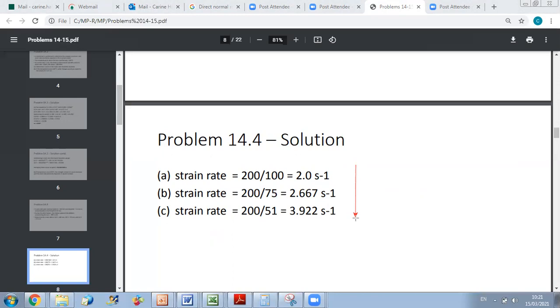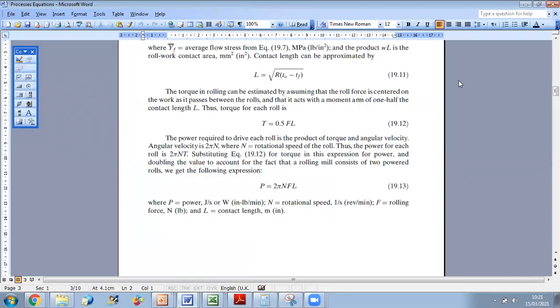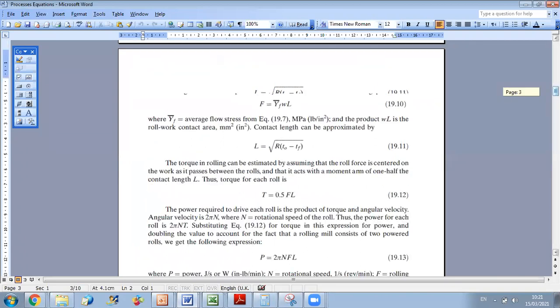Now we will go over a little bit more complex calculations in chapter 15. So we will introduce together the calculation part in chapter 15 so that we can do problems on this chapter next time. You have on Blackboard already this folder posted, processes equations. It is posted in the problem section.